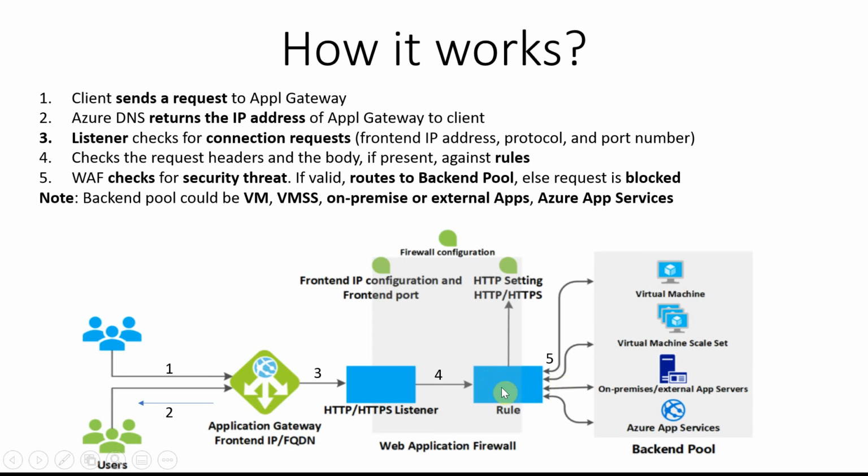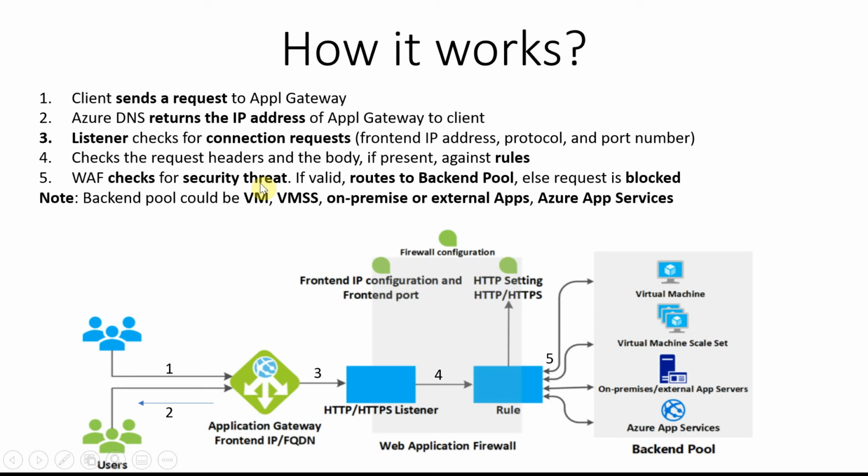If the traffic is coming from internal on-premise IPs, then route the traffic to this internal on-premise app server. You can write all these rules like if-then conditions. It will apply all these rules on the traffic and then route the traffic to the respective components deployed in the backend pool. In addition to that, if you also enable WAF, it will check if there are any security threats.